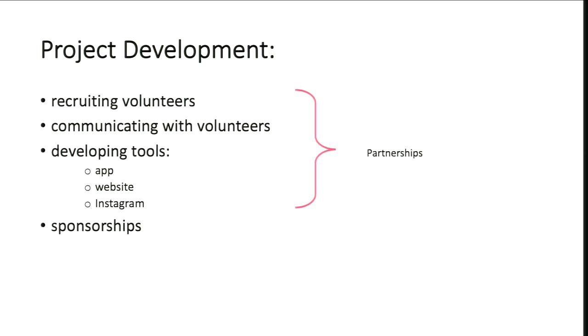But in order to do that, I need to get people to volunteer, right? Even though people are excited about snow algae, I still had to do a lot of work to figure out how to recruit folks to help us with this work. And so I did that. I had to figure out how to communicate with volunteers, and I had to develop tools like an app, a website, Instagram, and all of this I did within partnerships that I developed, and then including some sponsorship.